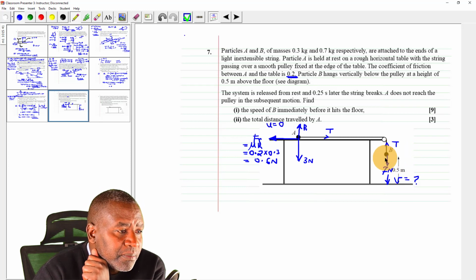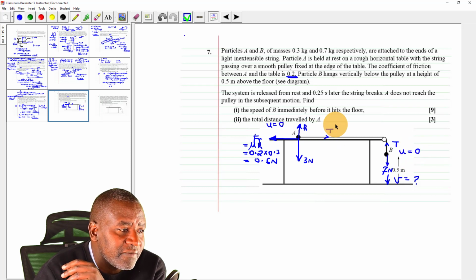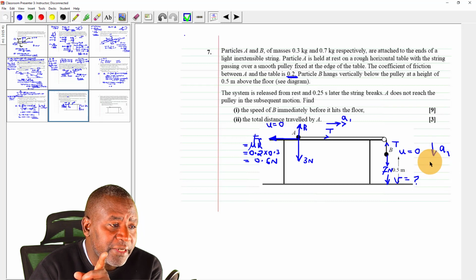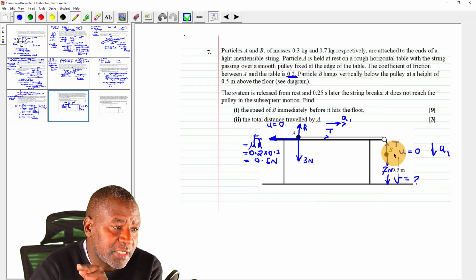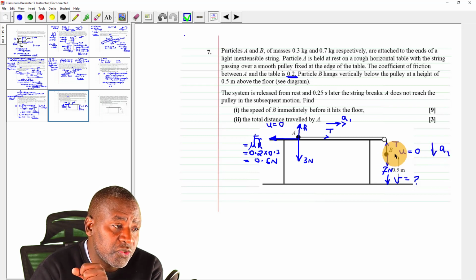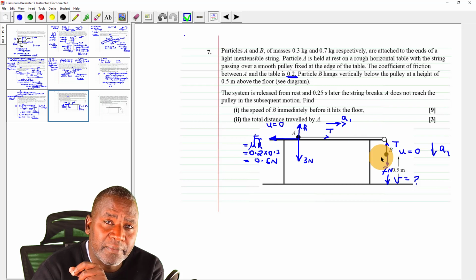I know that point B, when it is at this point, immediately it is released, u is 0, and then it moves with a certain value of acceleration vertically downwards. We can call that acceleration 1, because there will be 2 accelerations. Why 2 of them? There is the acceleration when the string breaks and now B falls freely under gravity, and there is the acceleration when B is connected to this string. So those are the 2 accelerations.